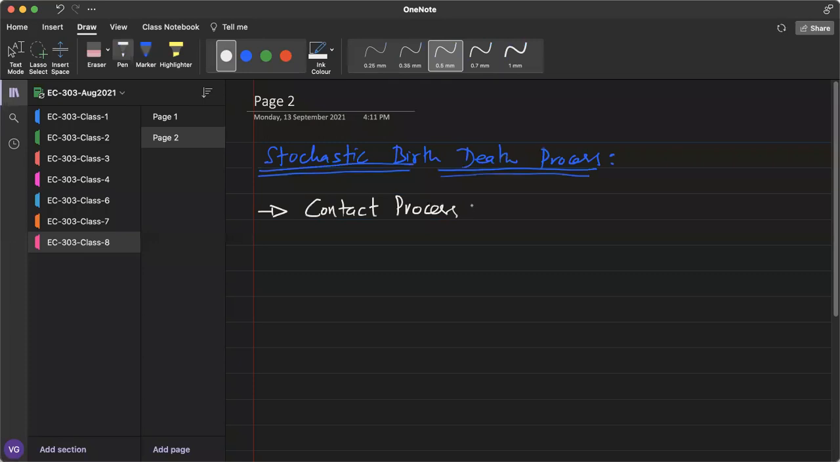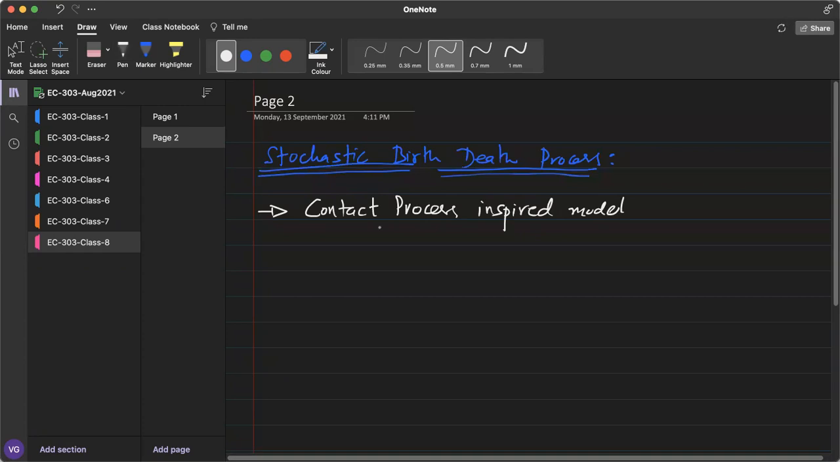Okay, but my contact process is a very well defined process in applied mathematics. It's a Markov chain with a very beautiful set of properties, and a lot of work has been done in the context of stochastic processes. So I'm going to introduce some set of rules for birth and death inspired by this.